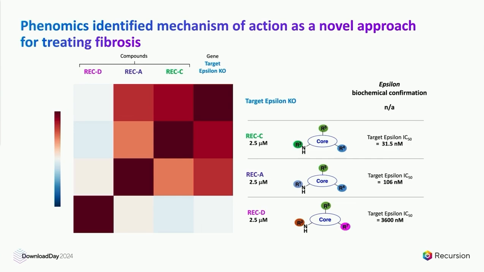So now if we take 3 hit molecules that we identified in our brute force screen, and we run them now in our broad maps, we can start to identify what's the potential target or mechanism of action for those compounds. And you can see that 2 of our compounds here, REC-A and REC-C, look highly phenosimilar to the knockout of a target gene that we'll call Epsilon. And we were able to quickly confirm that these molecules do in fact bind to and inhibit target Epsilon.